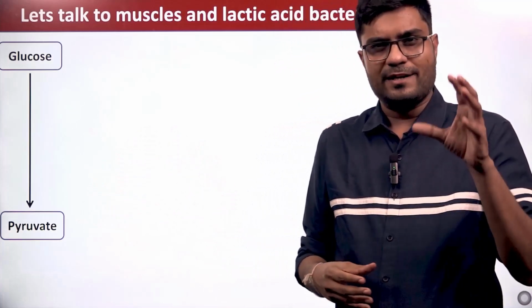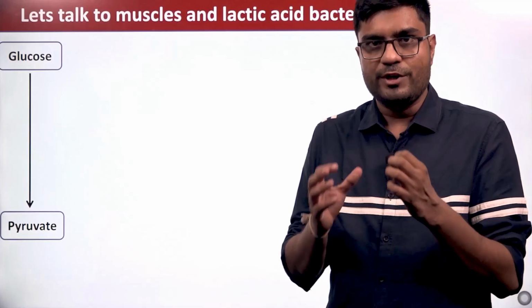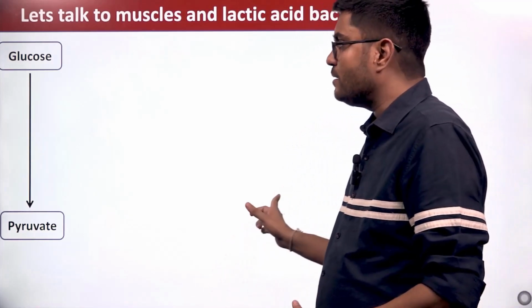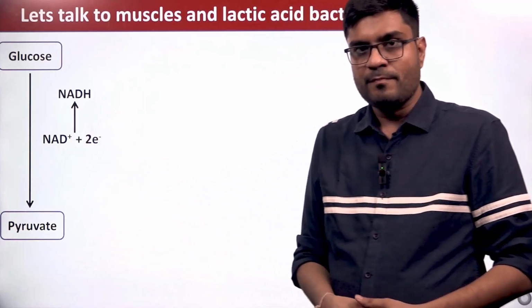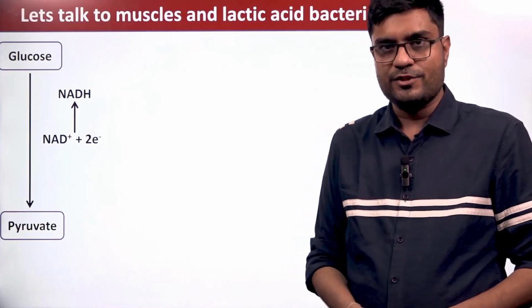Now we know from the start that oxidation cannot occur alone. We have to reduce something. The system has to reduce something. So during this process the system is reducing NAD plus, which is accepting 2 electrons and converting into NADH.